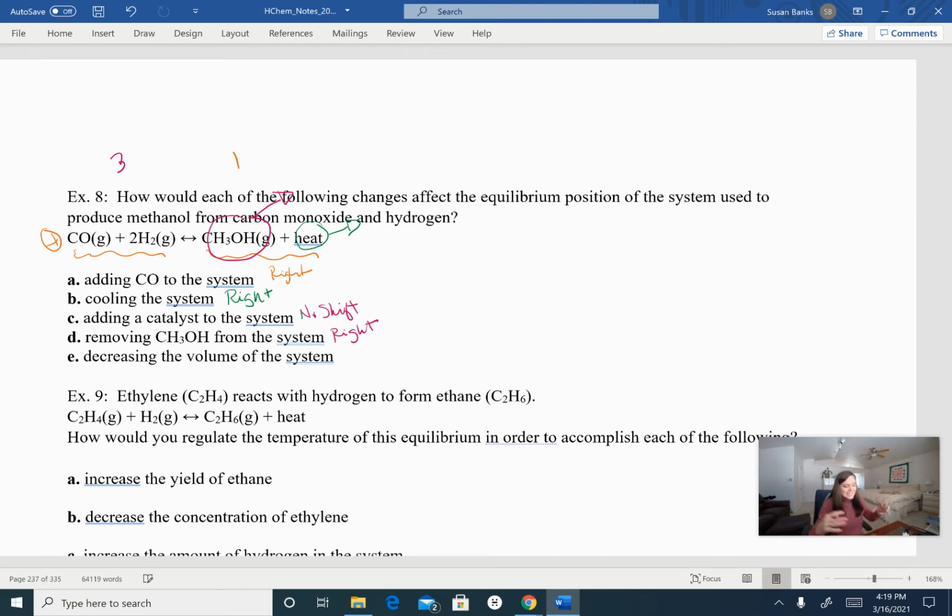So if I decrease that volume, I'm pushing those molecules close together. They're going to want to take up as little volume as possible. So what takes up smaller volume? 3 or 1? 1 does. So I'm going to shift right.